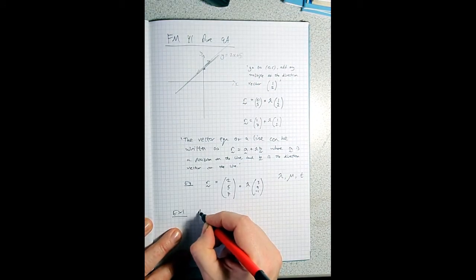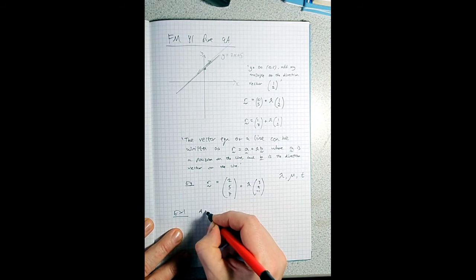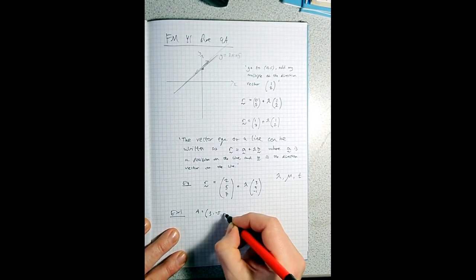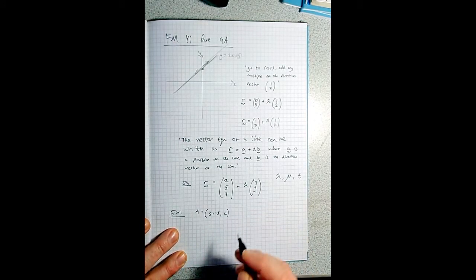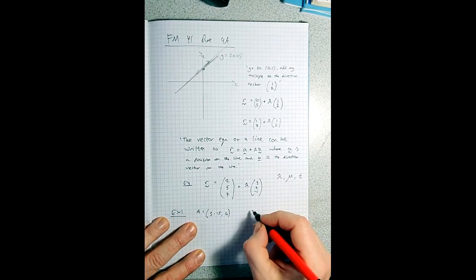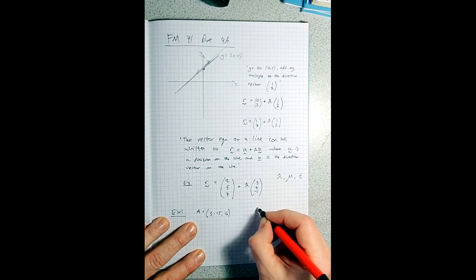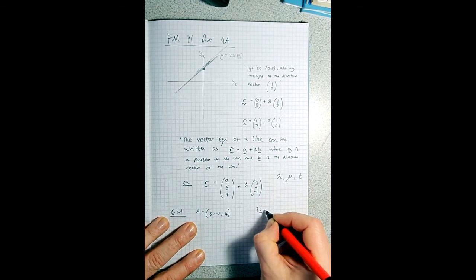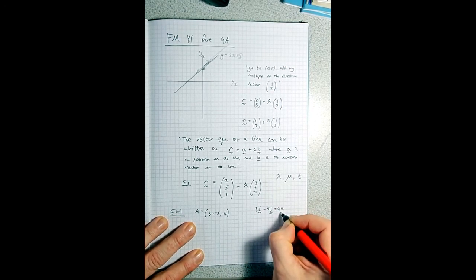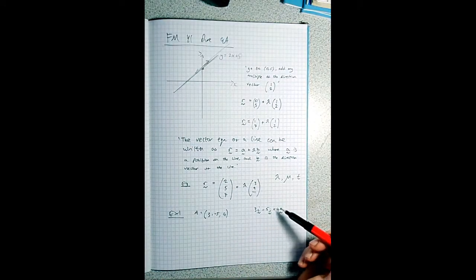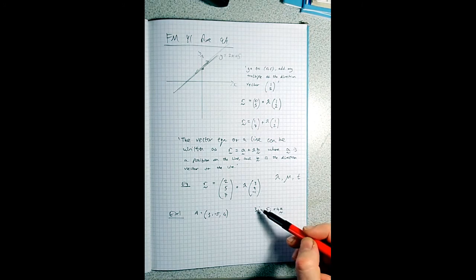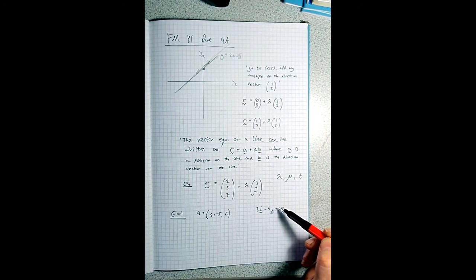So A is the point (3, -5, 4). Now, in the example, they've actually given A as a position vector, 3i minus 5j plus 4k. And I think I'm right in saying you've seen this in your mechanics before. This is the x direction, the y direction, and the z direction.